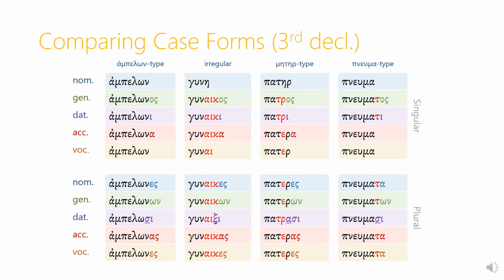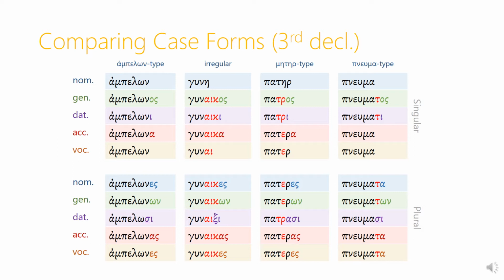With an irregular noun like gune, which produces the real stem gunaik, once again we just add the iota in the dative singular. So gune, gunaikos, and then in the dative gunaiki, accusative gunaika, and in the vocative this gunai form, dropping the kappa. In the plural, we have in the nominative gunaikes, genitive gunaikon, and now in the dative we have something else that happens with combining or disappearing letters. The dative plural of gune is gunaiksi.